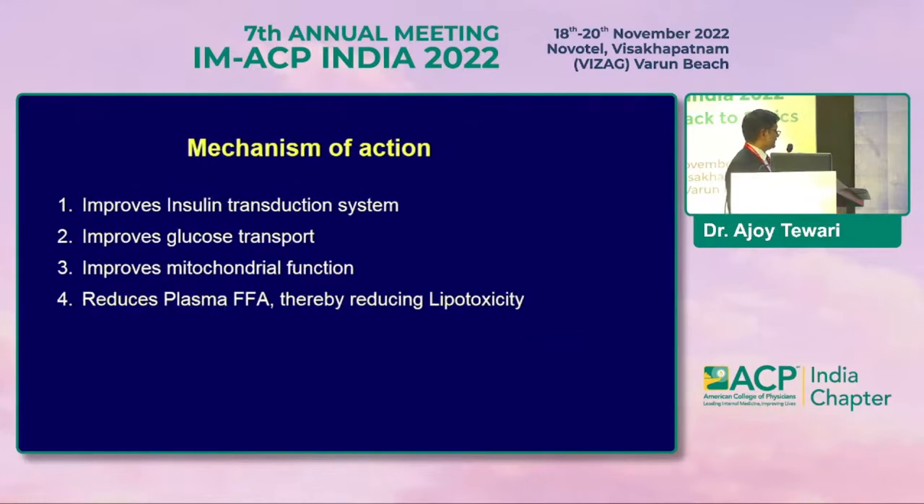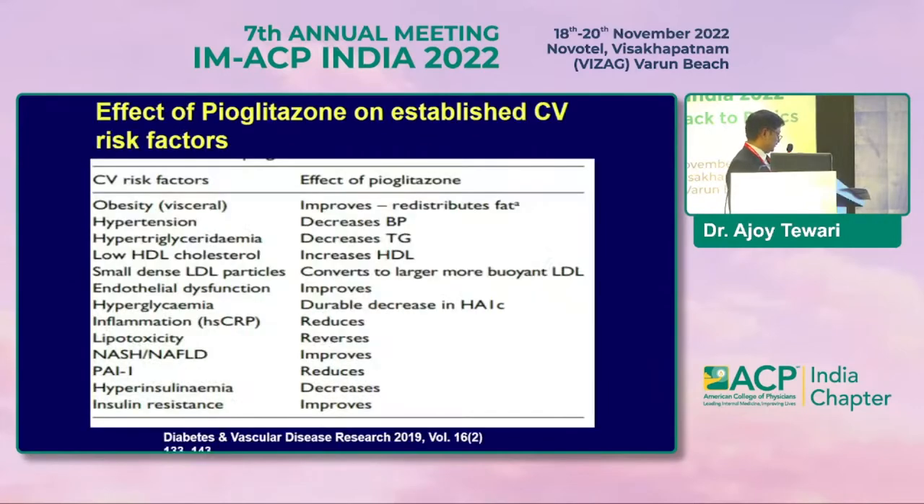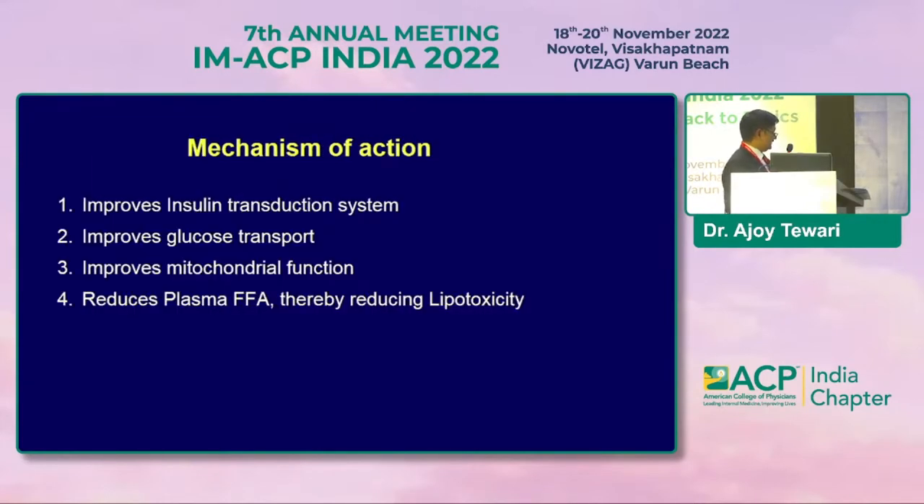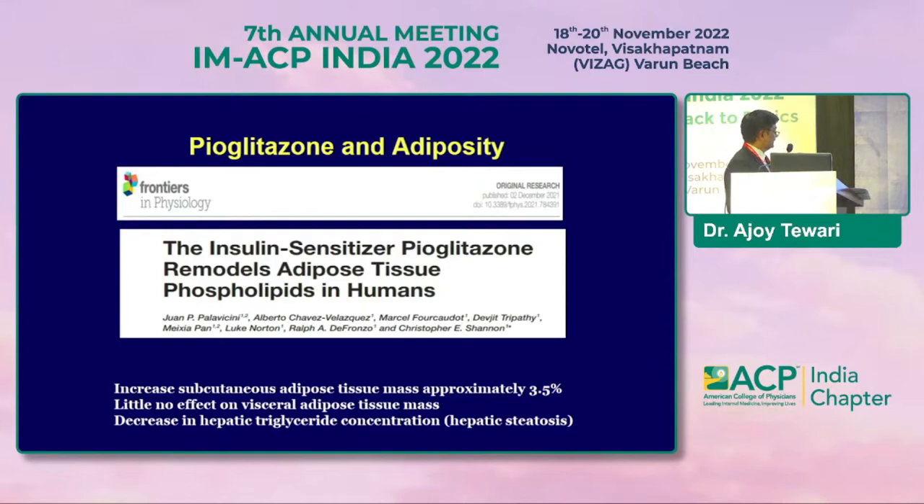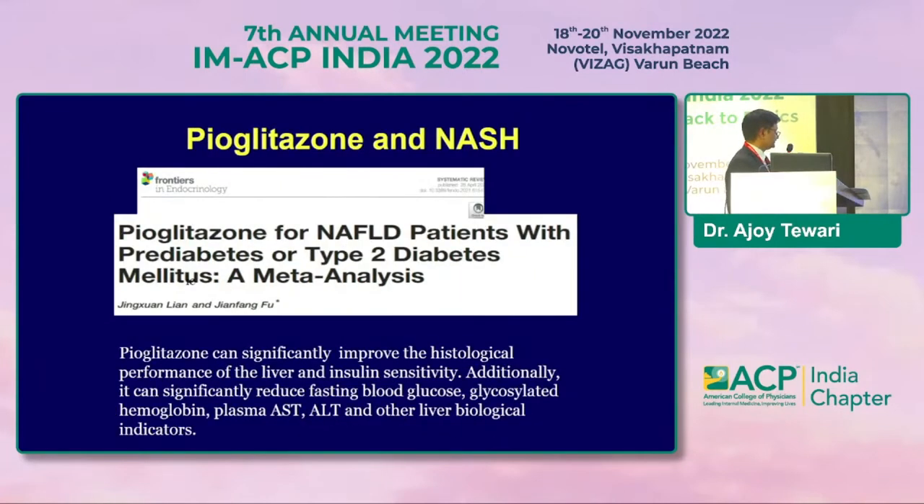Then coming to pioglitazone, it improves the insulin transduction system, improves glucose transport, improves mitochondrial function, reduces free fatty acids, thereby reducing lipotoxicity. So there are nth number of indications for pioglitazone, I think we all are aware of this. Then coming to pioglitazone and adipose tissue, the insulin sensitizer pioglitazone remodels adipose tissue phospholipids in humans, increasing subcutaneous adipose tissue mass by approximately 3.5%, at the same time reducing the visceral fat mass.